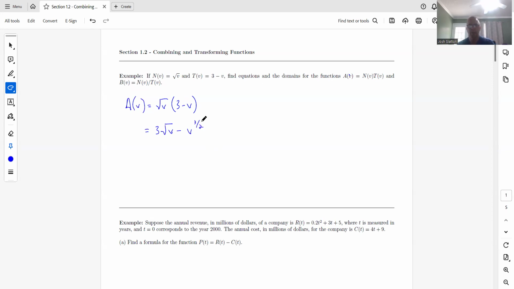And now what's the domain? The only thing I have to consider here for the domain is the domain of the square root function. Both of these are technically square root functions. This would be v times square root v if we didn't simplify it, or the square root of v to the third. We could also write it like that. But in any case, v cannot be negative. So the domain for this one is going to be 0 to infinity.